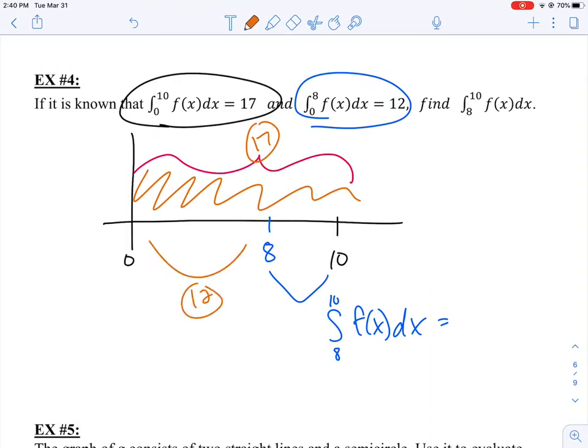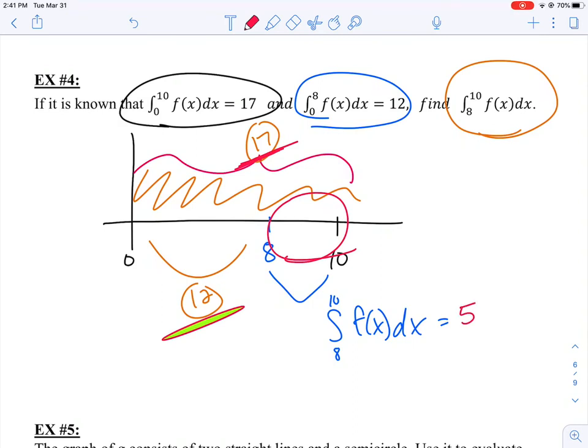Then can we figure out what the area underneath the curve, or the integral, from 8 to 10 is? Well, if the whole thing is 17, and this little part is 12, then what would be the rest of it? Well, could I do 17 minus 12 to get the difference, the area from 8 to 10? So I can say that the integral of f of x from 8 to 10 is really 5. Without a picture, without doing a whole bunch of rectangles, as long as I know those 2 little pieces, I can find the missing piece using my properties of integrals.